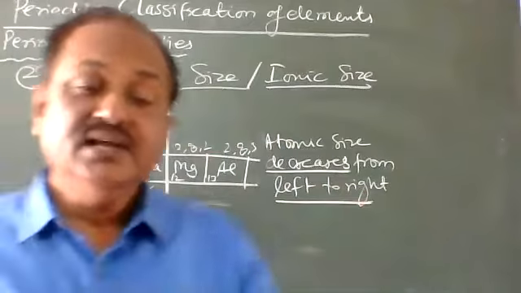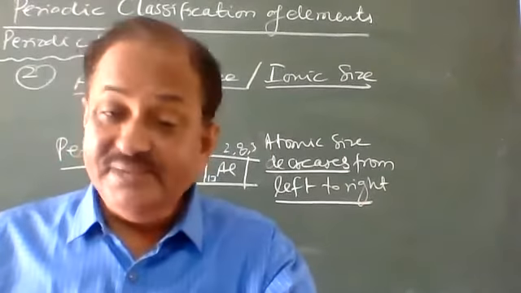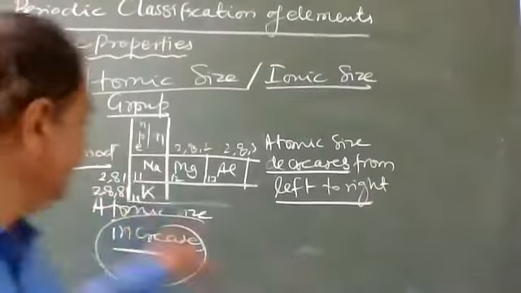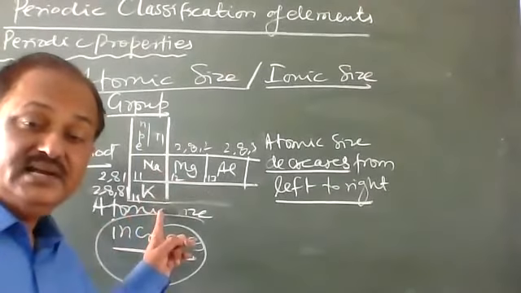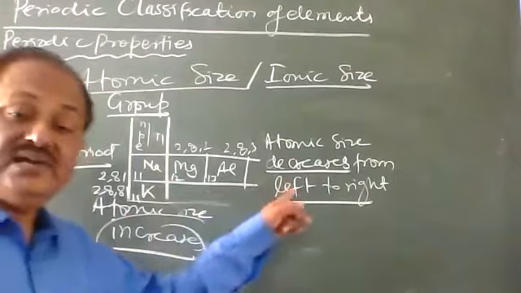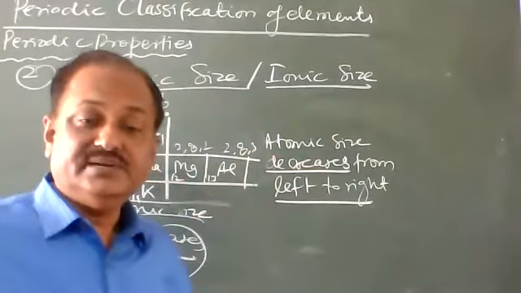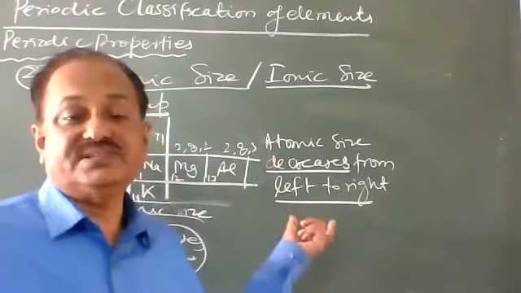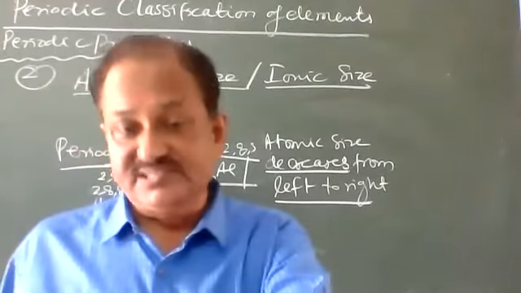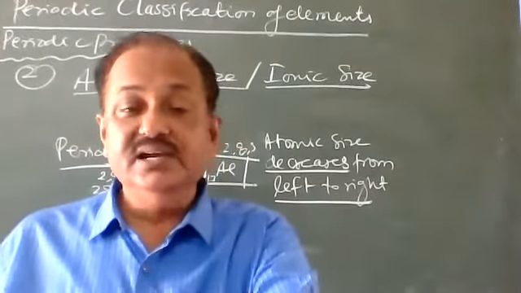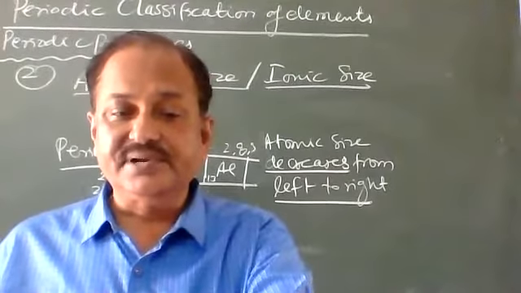So this is due to the nucleus's inability to attract the electrons strongly, and so atomic size expands. Here nucleus is quite satisfactory. It attracts the electrons very strongly, and so atomic size decreases. So this is in case of atomic size. Ionic size also has the same trend.